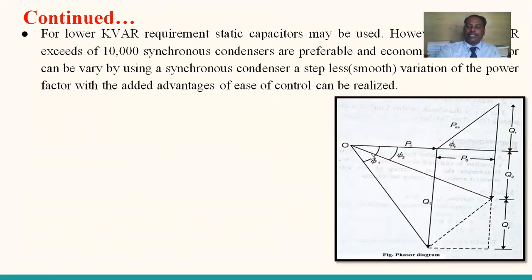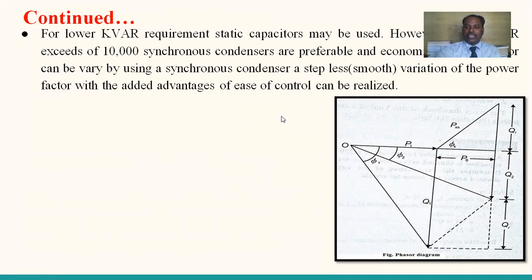So this is the system, initially with real power P1, reactive power Q1, and apparent power S1. At that time, the angle between P and S is ∅1. Why? Because power factor is defined as real power by apparent power. So P1, Q1, S1.